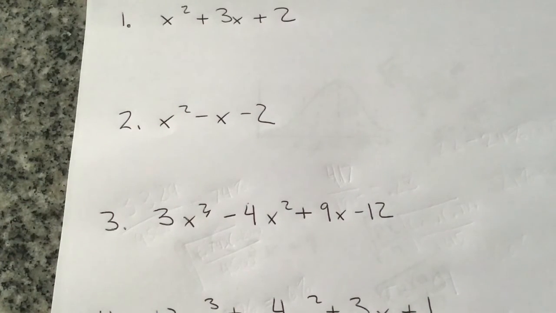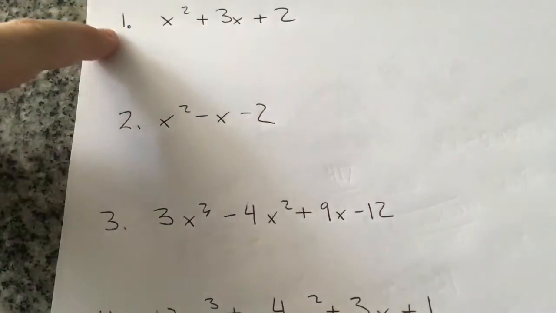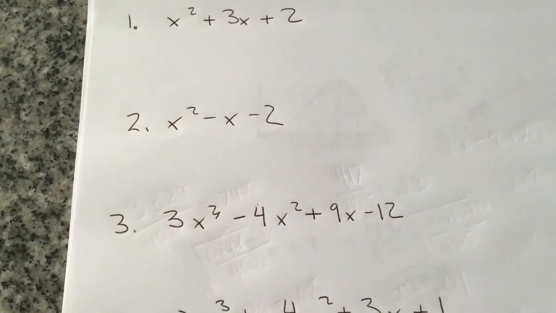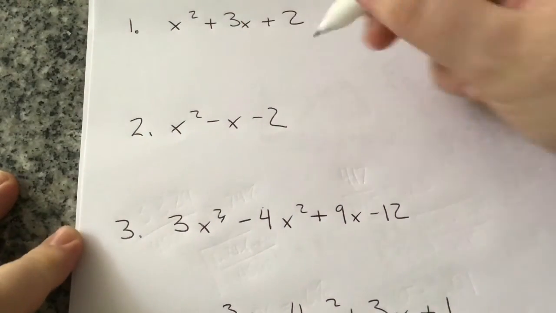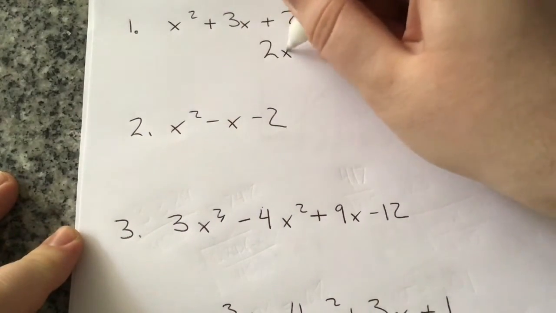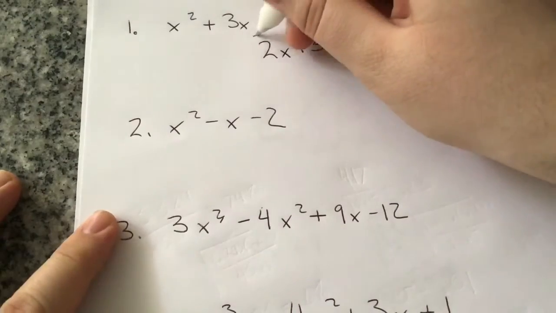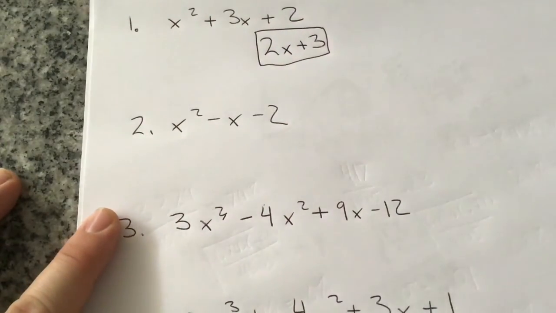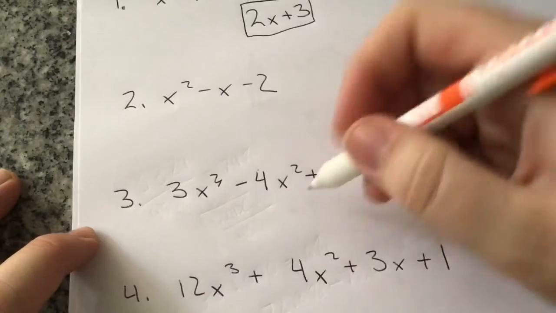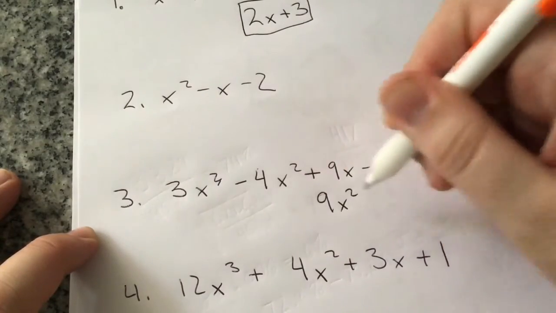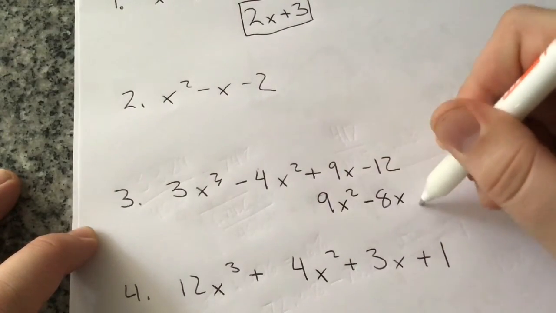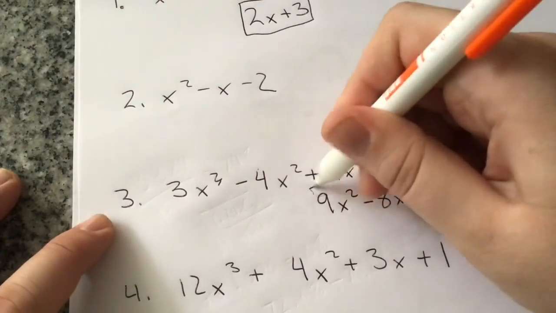So here's how we are going to do this, or of the function, sorry. Here's how we're going to do this. First, of course, we had to find the derivatives of each one. What we are going to do in this video is we are going to do number 1 and number 3. The others are going to be for you guys to try out independently. So first off, the derivative of number 1 here is 2x plus 3. And then the derivative of number 3 is 9x squared minus 8x plus 9.